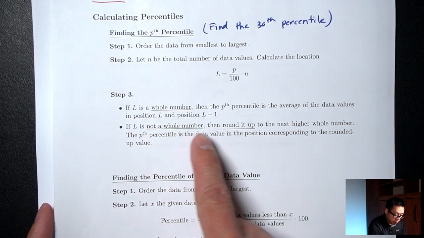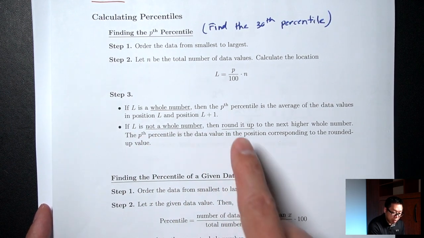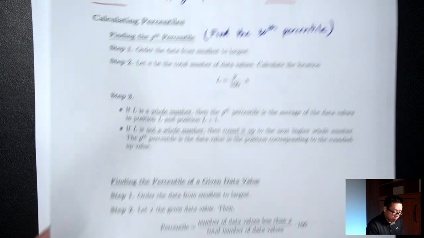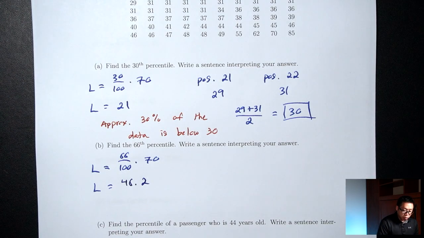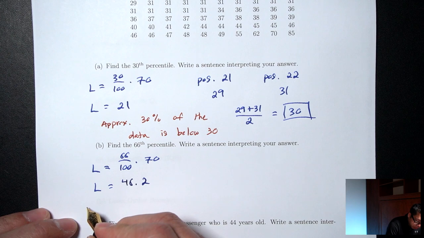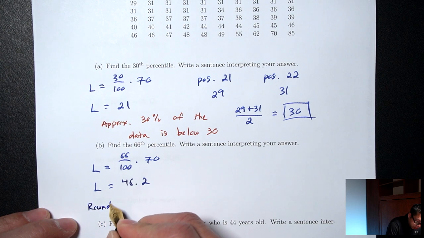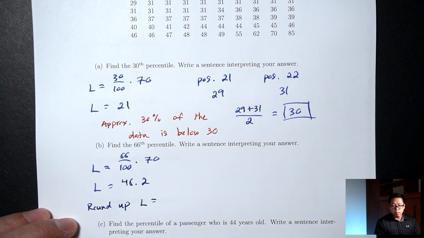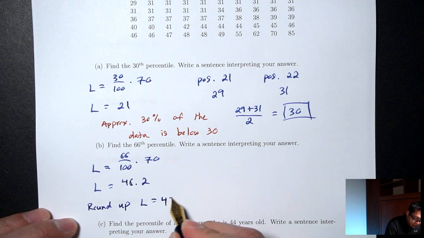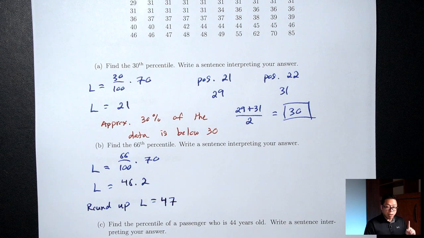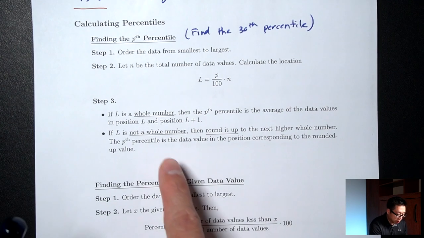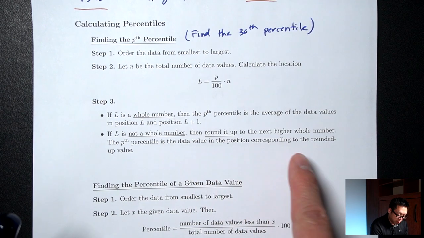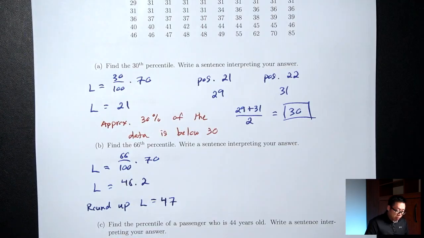If L is not a whole number, then round it up, right? You're always rounding it up to the next higher whole number. So we're going to round 46.2 up to 47. So this isn't regular rounding. You're always rounding up here. 47. And then it says the pth percentile is the data value in position corresponding to the rounded up value. So we're just going to find the number that's in position 47.